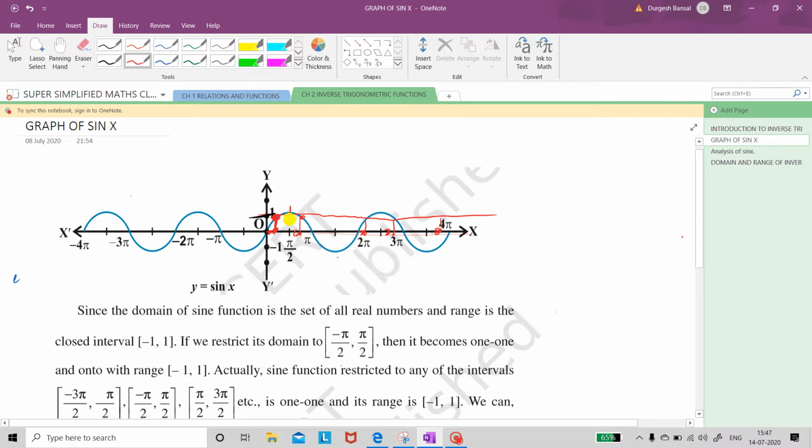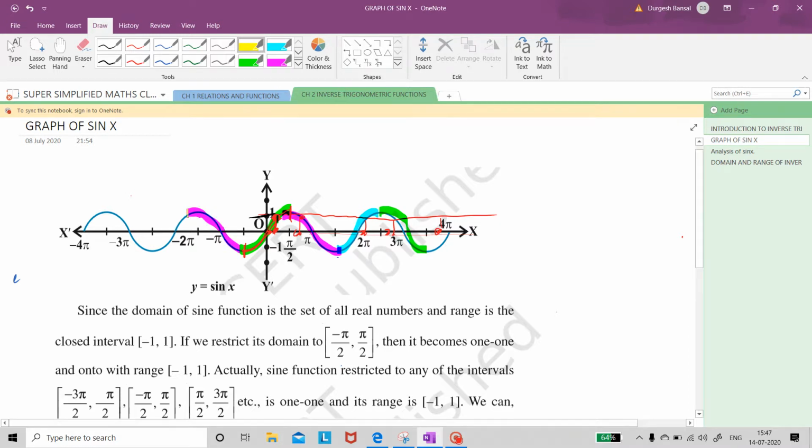So what could I have done? If I left the function only this much, you can see this green portion, if I restricted the function to only this much, that means no value of the curve is repeated at any point, then the function would become 1-1. Or if I restricted the function only to this much, then also it would become 1-1. If I restricted it to any of the branches, it would become 1-1. So how can we make the function 1-1?